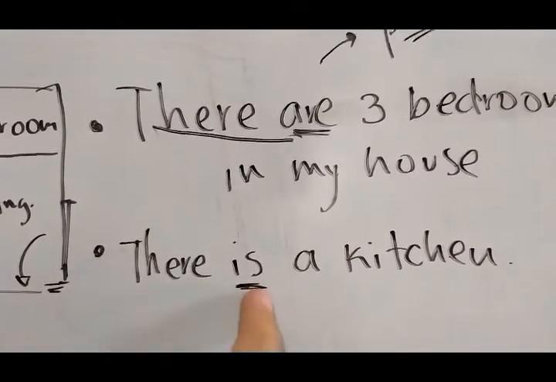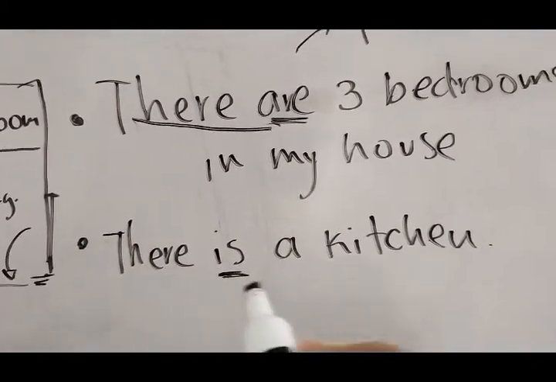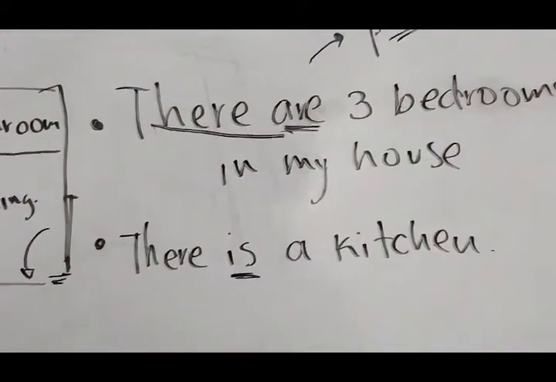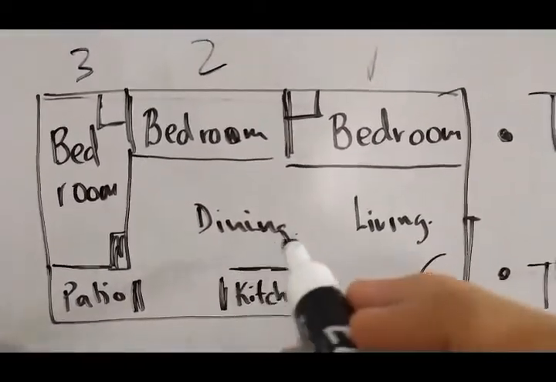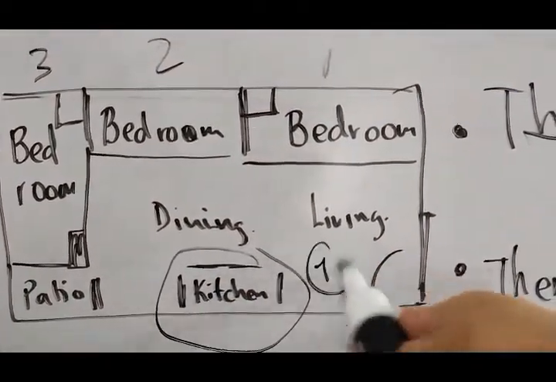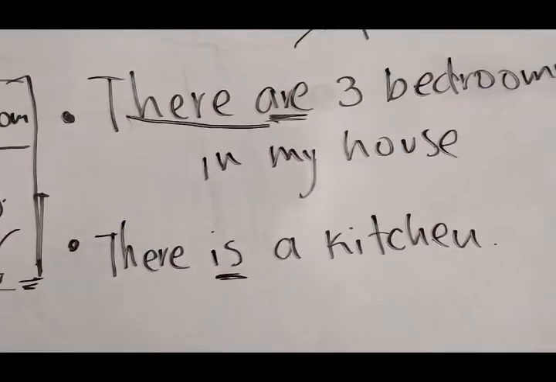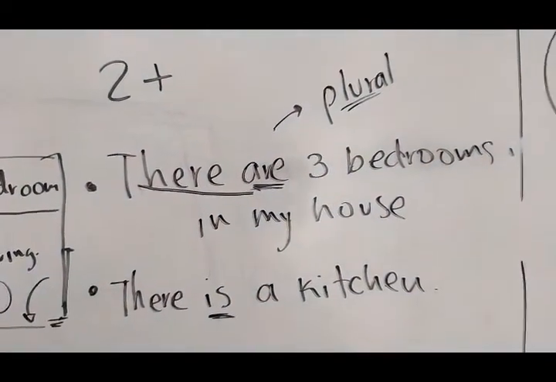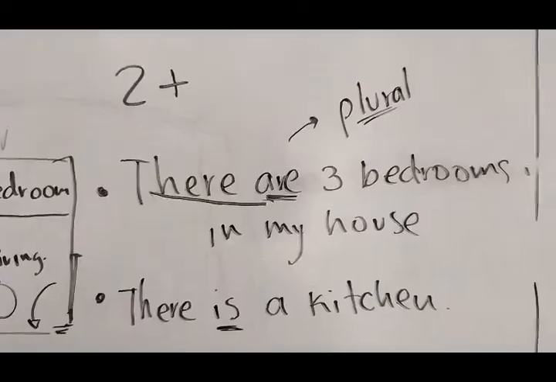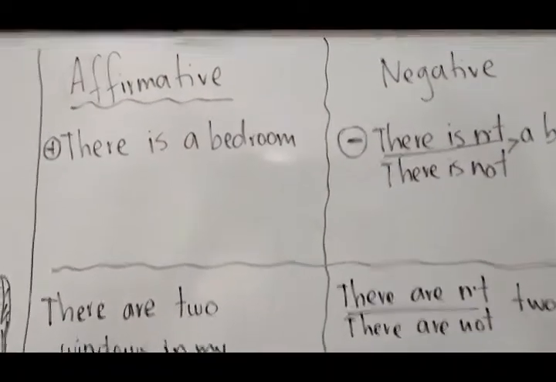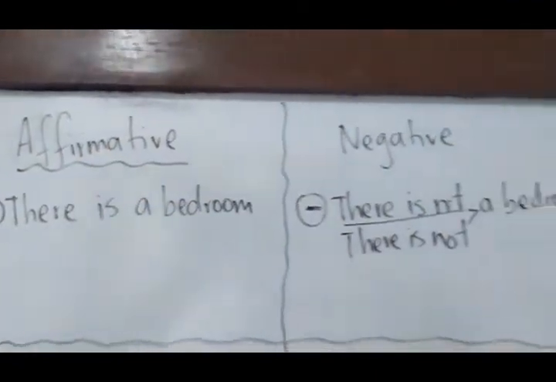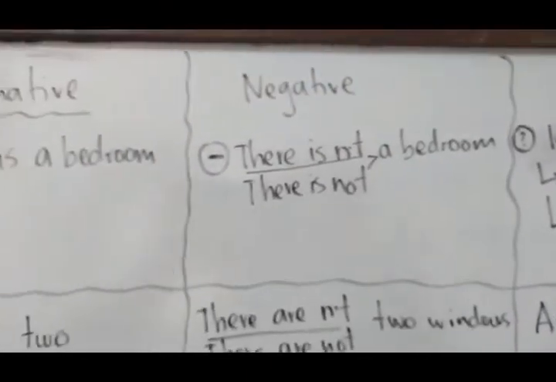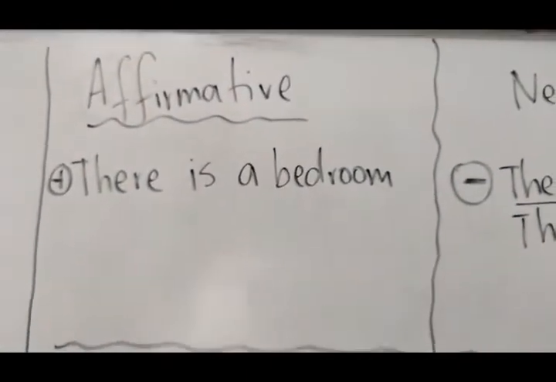Another example, there is a kitchen. Hay una cocina. Remember, there is for singular, for one thing. So as you see, here in this house, there is just one kitchen. So we can use there is a kitchen. So there are for plural, there is for singular. That is the common grammar there. Now I'm going to give you some examples on affirmatives, negatives, and how to ask questions using there is and there are. So let's go first with affirmative sentences.